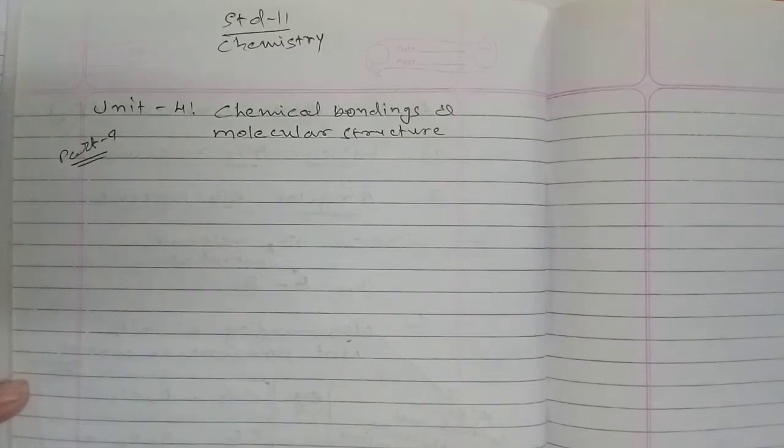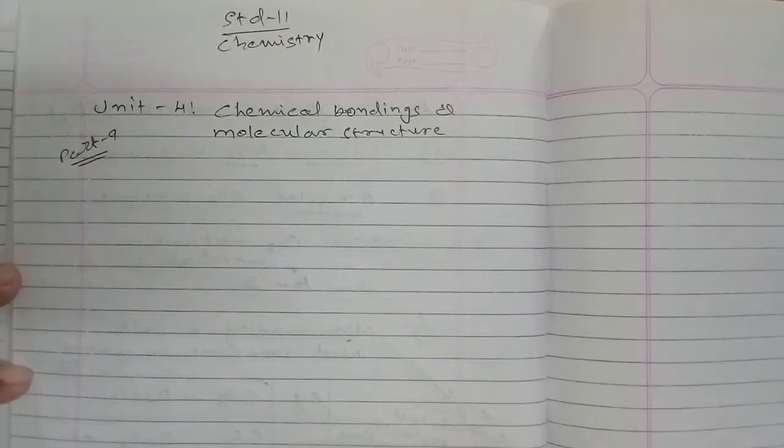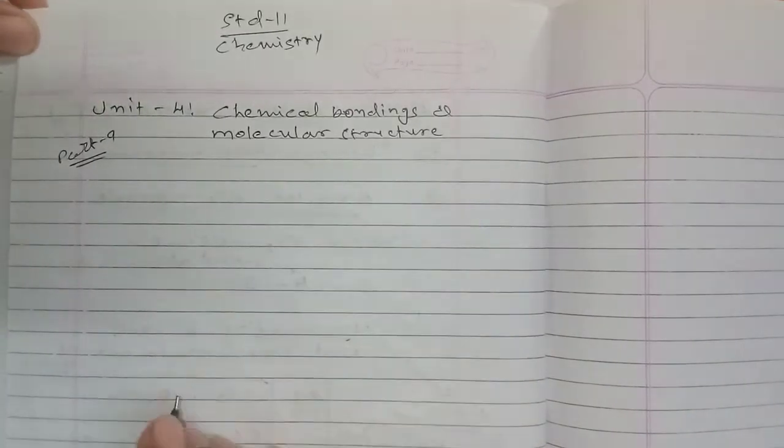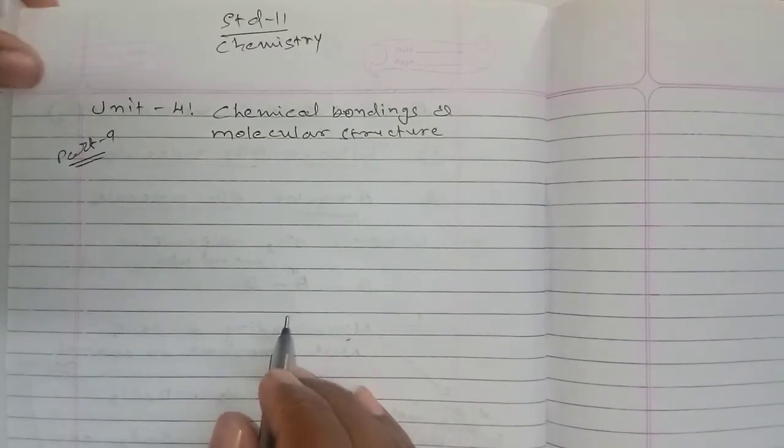Standard 11 Chemistry, Unit 4, Chemical Bonding and Molecular Structure, Part 9. Last time we had discussed polar covalent bond and non-polar covalent bond.